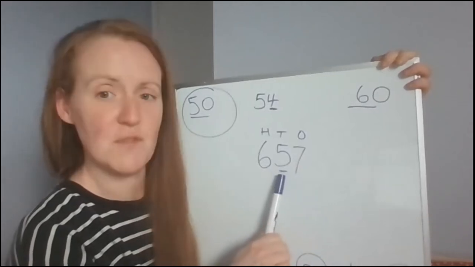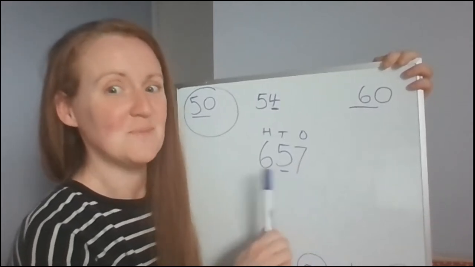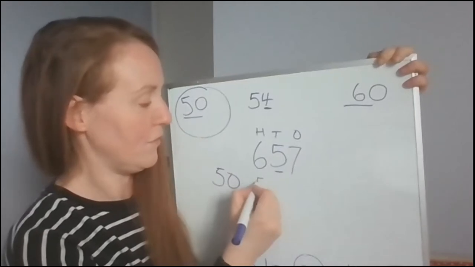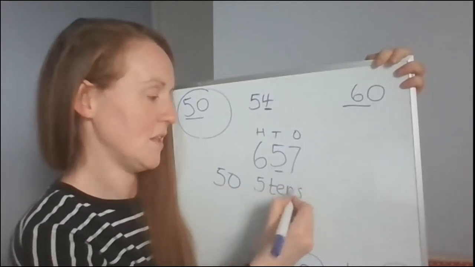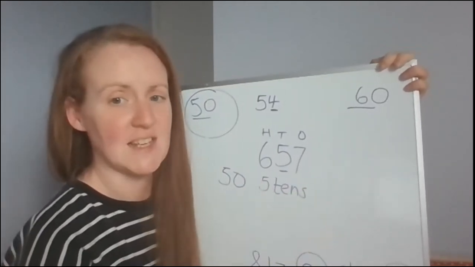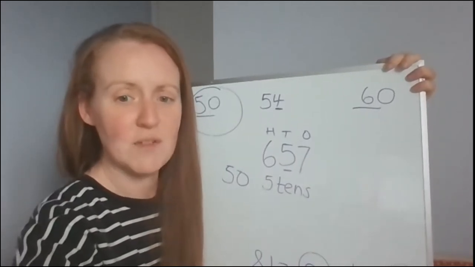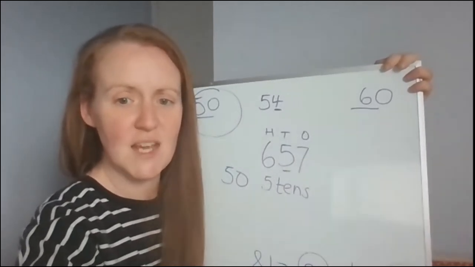So what would the value of this be? Well done. It is 50. Same answer as the last one. Or you could have written 5 tens, I suppose. 50 or 5 tens is the value of that number in the 657. Well done if you got that one right. Remember to give yourselves a tick.